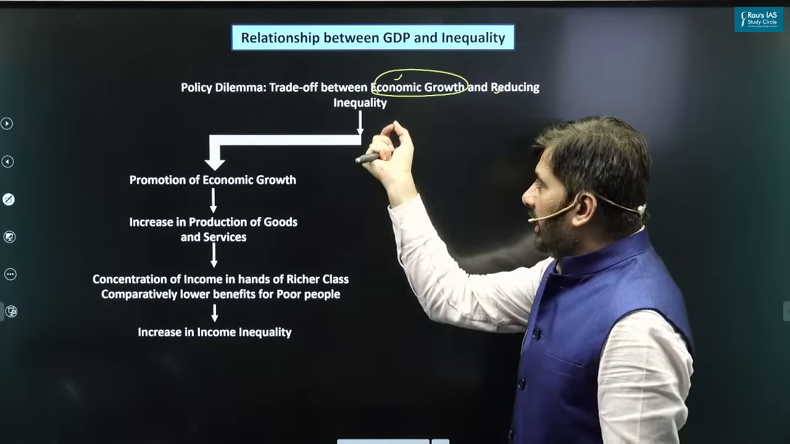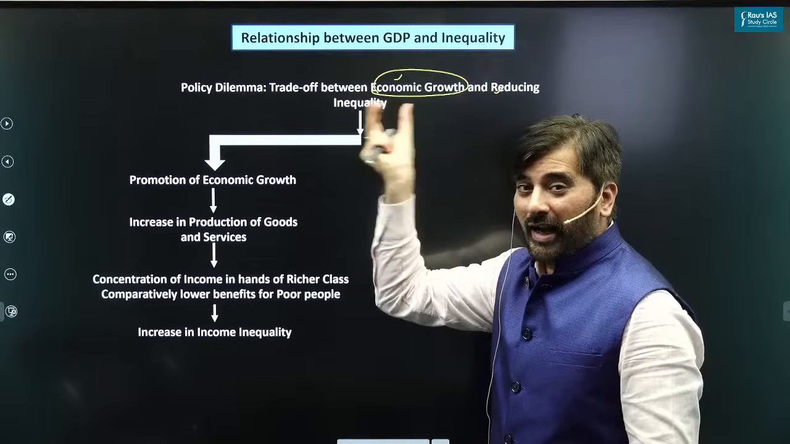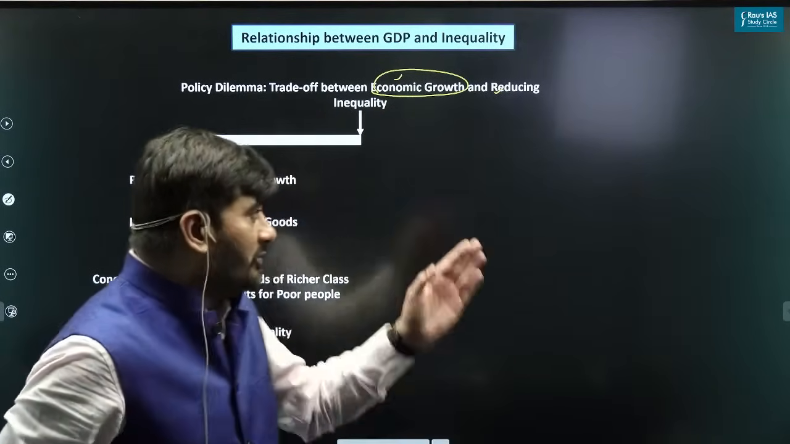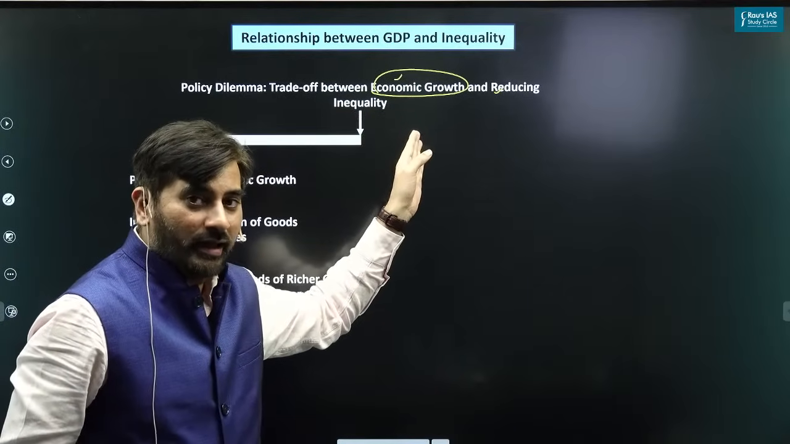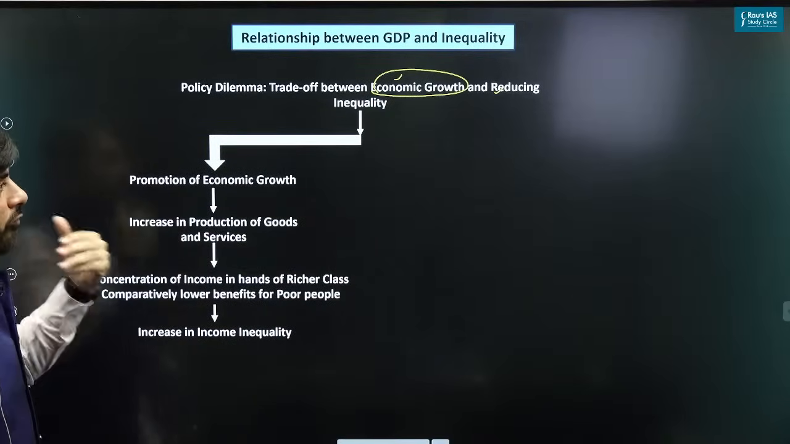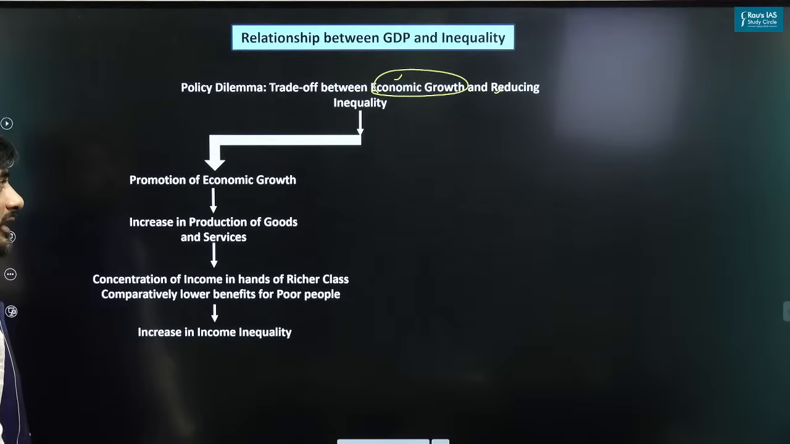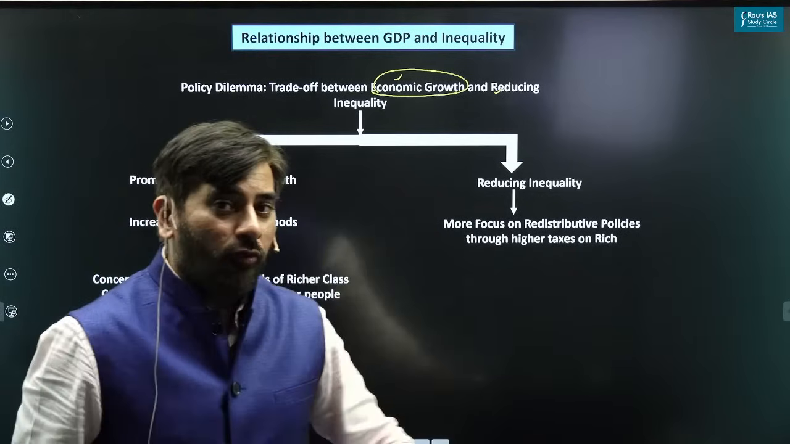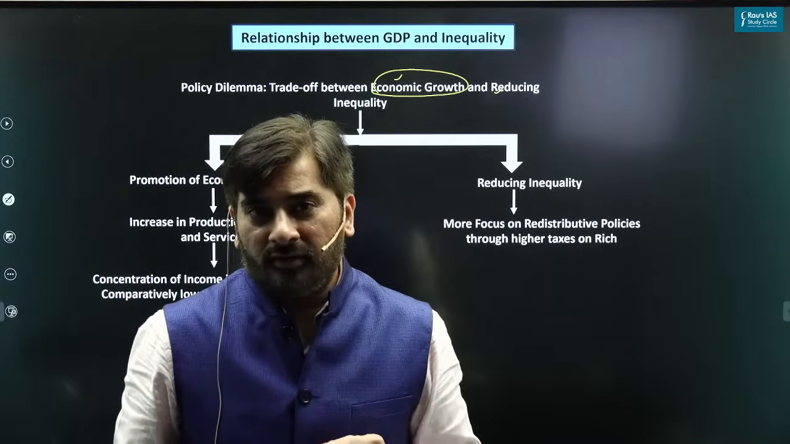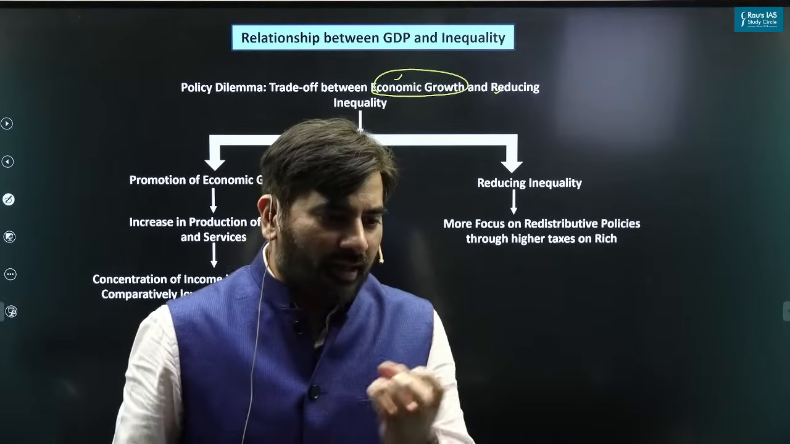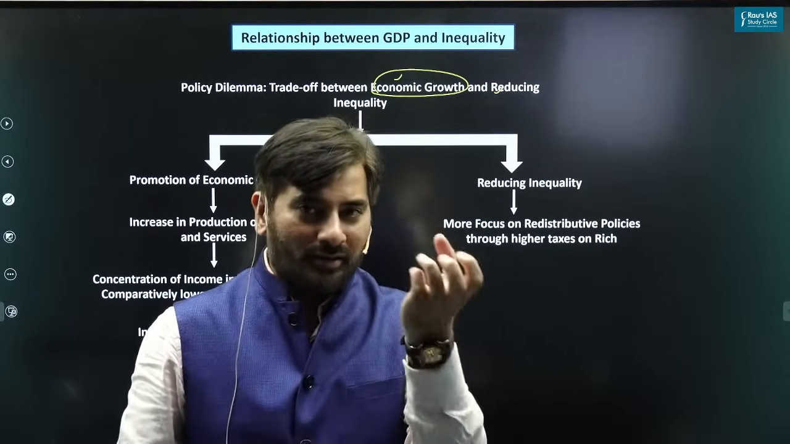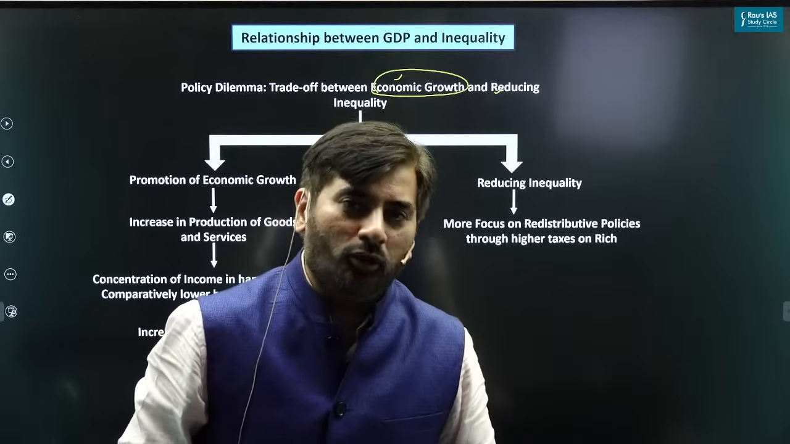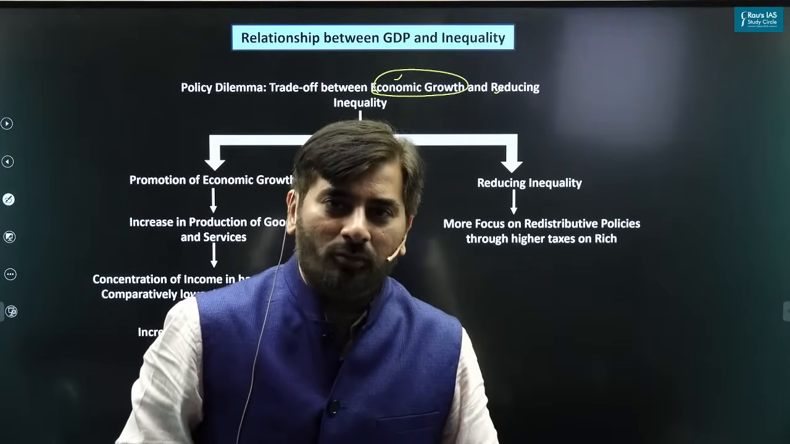So a country is able to boost its GDP, but at the cost of what? At the cost of an increase in income inequality. So let's say a country now starts focusing on reducing income inequality. If a country is focusing excessively on reducing inequality and not on increasing GDP, then can I say a country will focus more on redistributive policies. What are redistributive policies? Collecting more taxes from the richer people, and that taxpayers' money is in turn used for the welfare of the poor people. Right? That is what redistributive policies are.